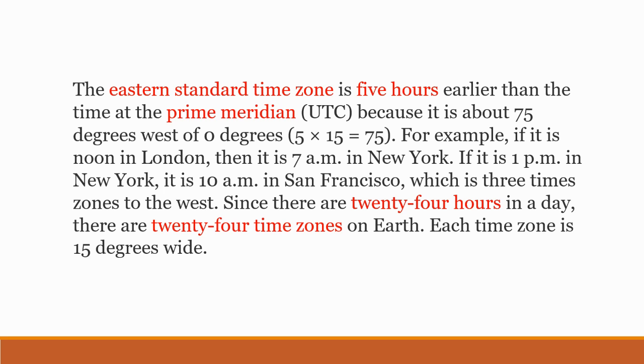For example, if it is noon in London, then it is 7 a.m. in New York. Or if it is 1 p.m. in New York, it is 10 a.m. in San Francisco, which is 3 time zones to the west. Since there are 24 hours in a day, there are 24 time zones on Earth. Each time zone is 15 degrees wide.